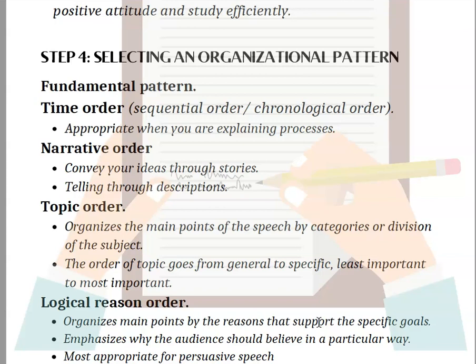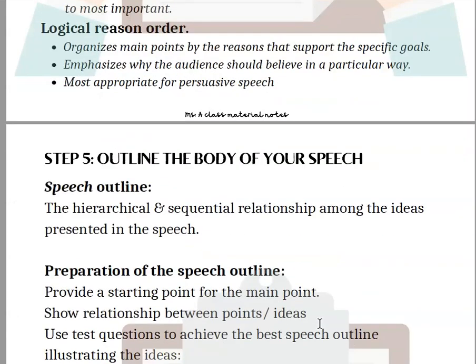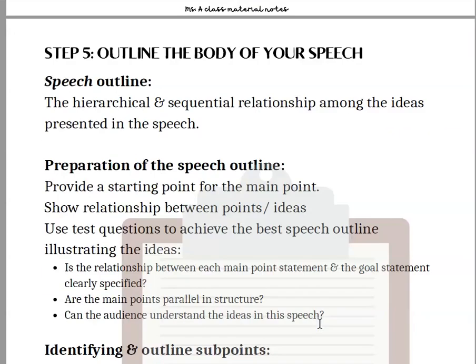If you want to use logical reason order, then each point will give reason to support the next point, and so on. This is like cause and effect. So you will give reasons for each point. So your speech will have a lot of reasons to support why you say so. All right. Now, step 5 is where you outline your speech body.